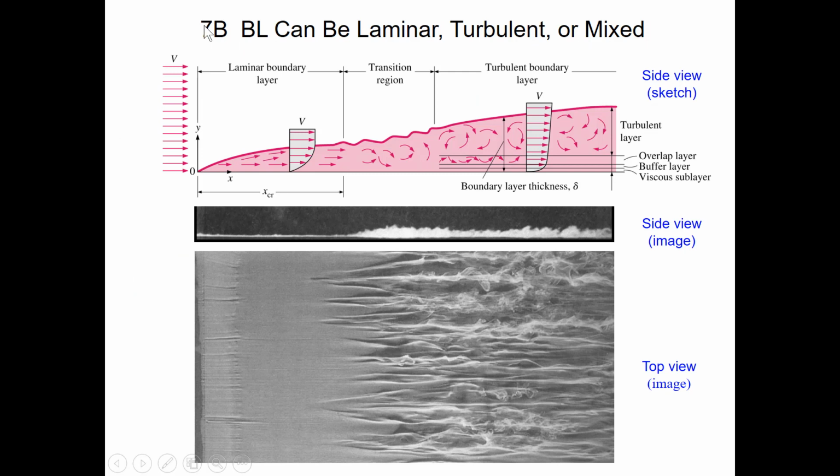B. Boundary layer can be developed on a solid surface. The flow can be all smooth laminar, all chaotic turbulent, or a mixed smooth laminar flow, transition, and chaotic turbulent.